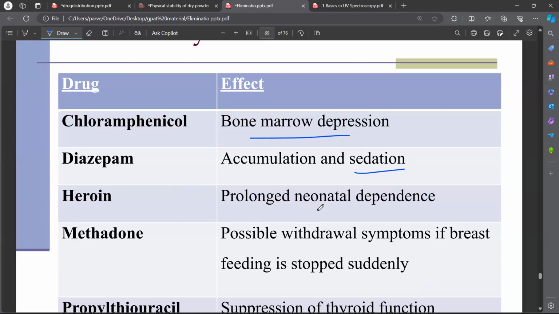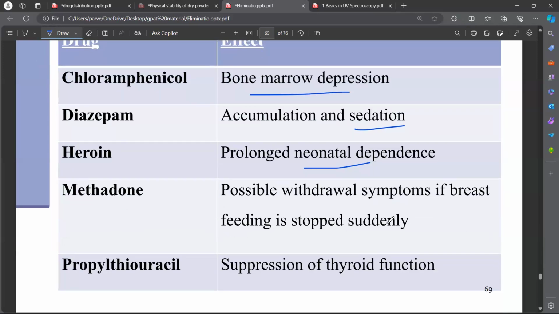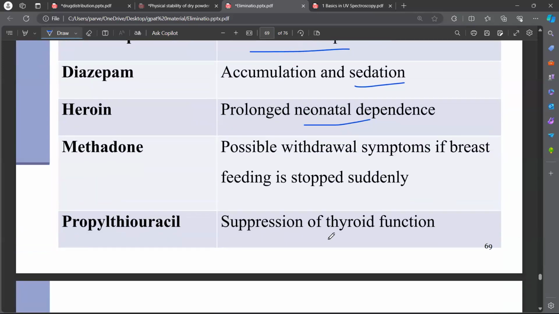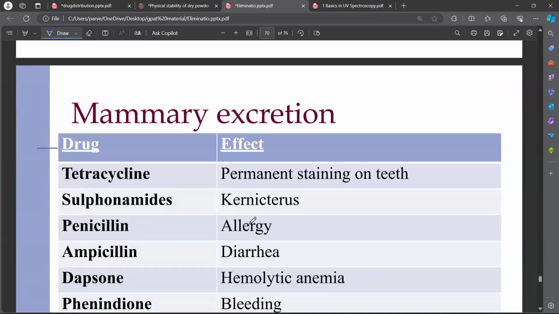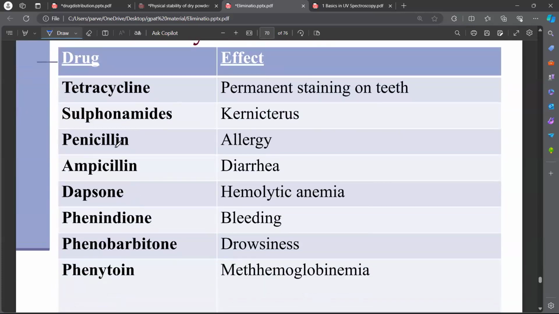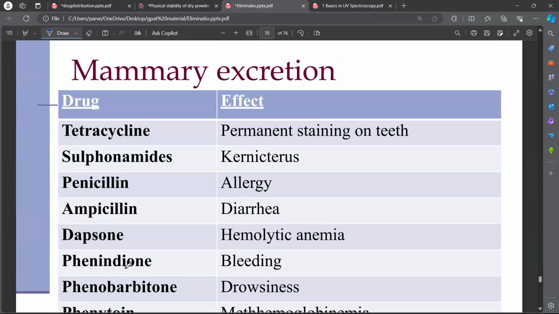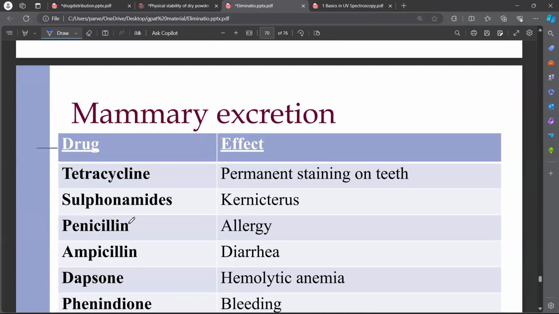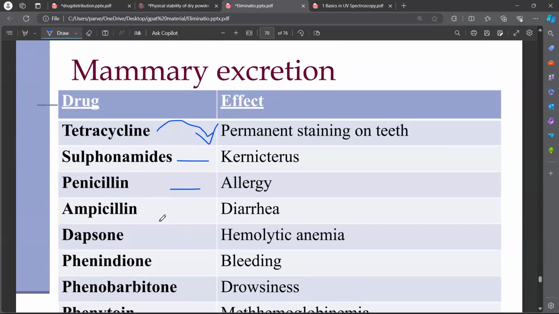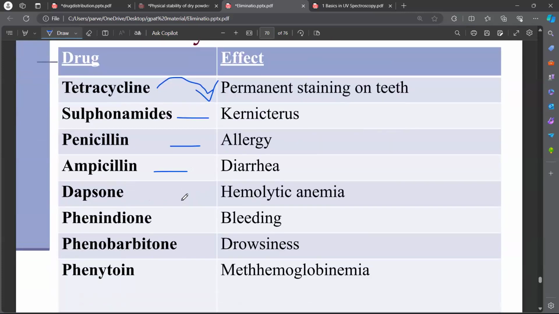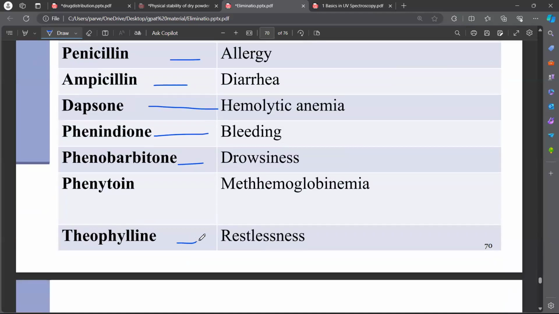Heroin can cause neonatal dependence. Methadone can cause withdrawal symptoms. Propylthiouracil causes suppression of thyroid functions. These are the different side effects caused by the drugs because they are excreted through the mammary glands, while tetracycline is a classical one which affects the bones and the teeth. Sulfonamides cause kernicterus. Penicillin causes allergy. Ampicillin causes diarrhea. Dapsone causes hemolytic anemia. Phenindione causes bleeding. Phenobarbital causes drowsiness. Phenytoin causes methemoglobinemia and theophylline causes restlessness.